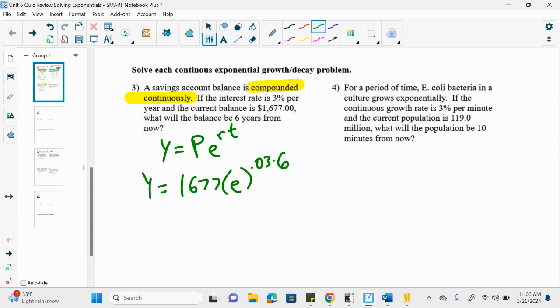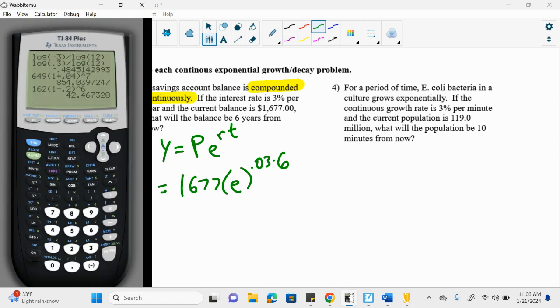Okay, and we could throw this in our calculator. 1677. Remember, e is in blue right underneath that pi symbol. Second e, caret key, parentheses, 0.03 times 6. So we get $2,007.73.